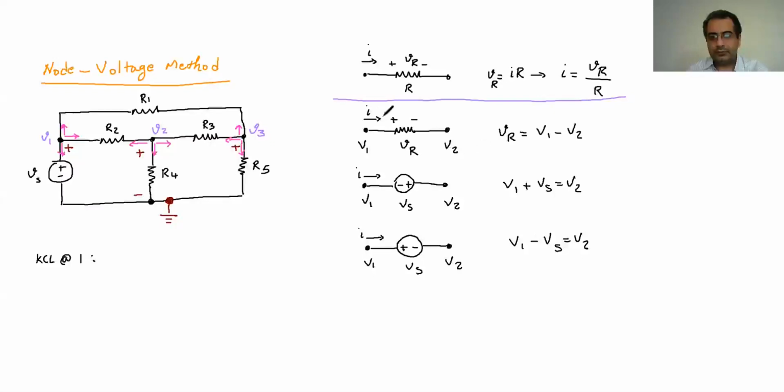And right now I'm gonna use this very first one. So look at here, the VR is the difference between V1 and V2. If I replace this in this equation, it's gonna tell me the I is gonna be V1 minus V2 divided by R. This is how we are gonna write the KCL for every node in these conditions.